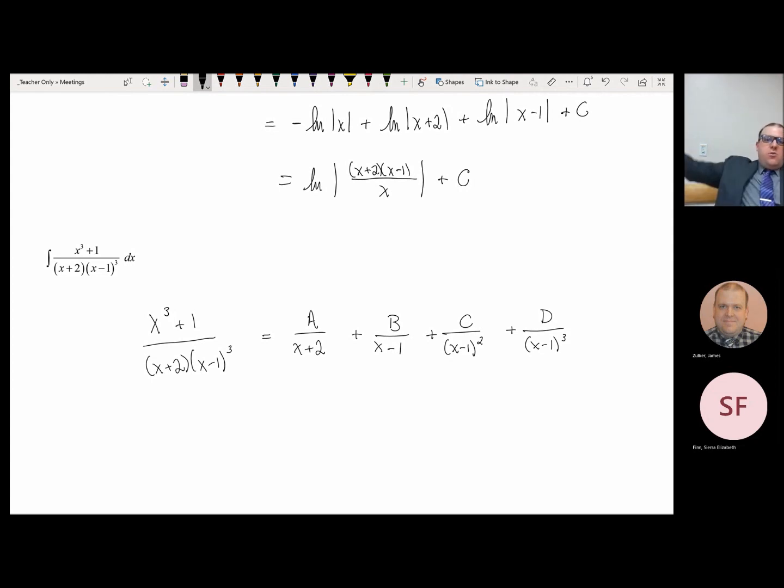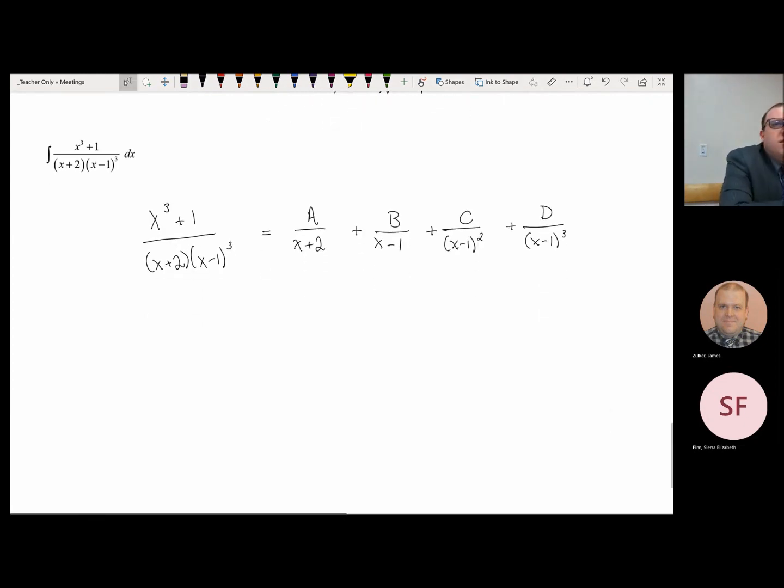And the reason for that is, if you look at the right-hand side now, what is the LCD? What's the least common denominator of that? It's x plus 2 times x minus 1 cubed. Now, it's possible that B and C might be 0, right? We don't know. Now we're going to have to find out.